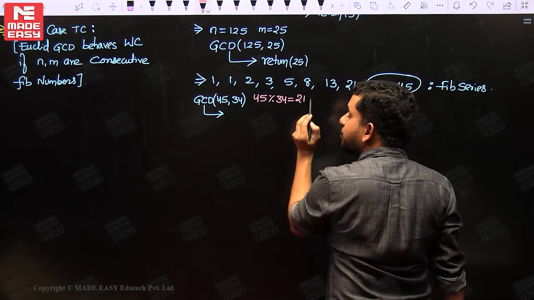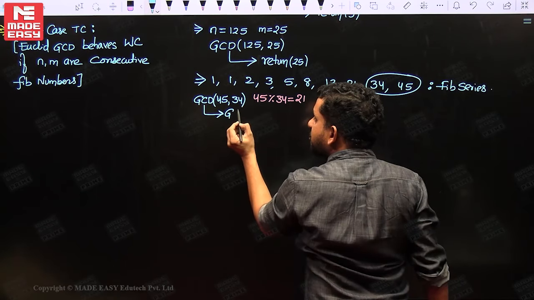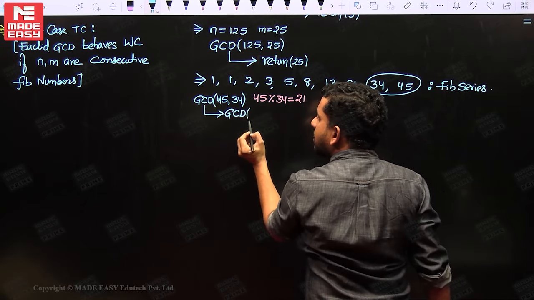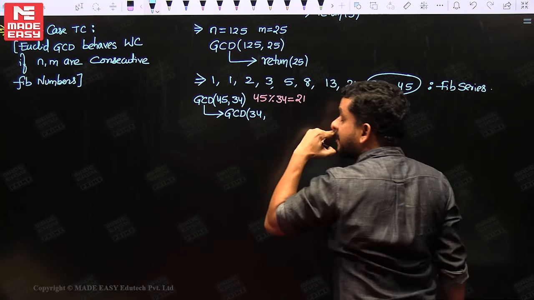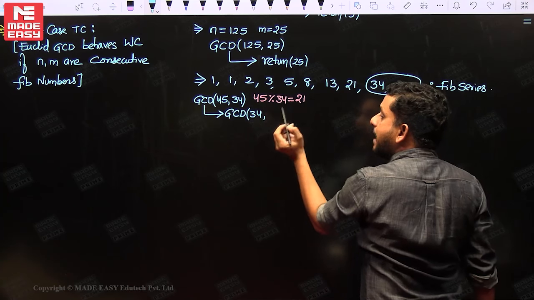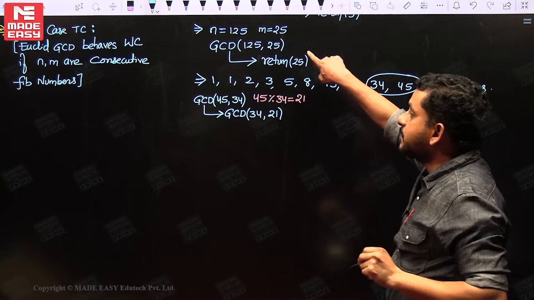Okay, so it's not 0. It's not 0 means one more function is called. So for the next function call, this 34 becomes the first parameter, and this n mod m becomes the second parameter.